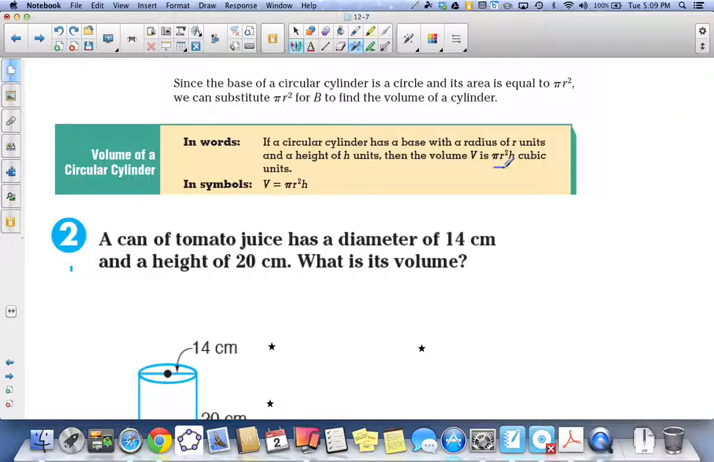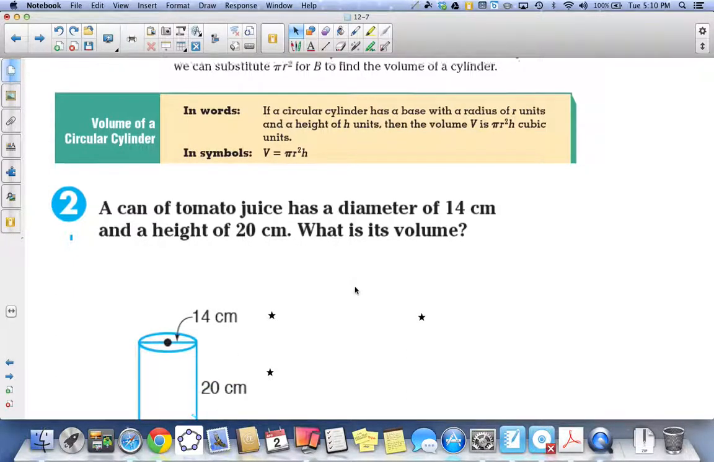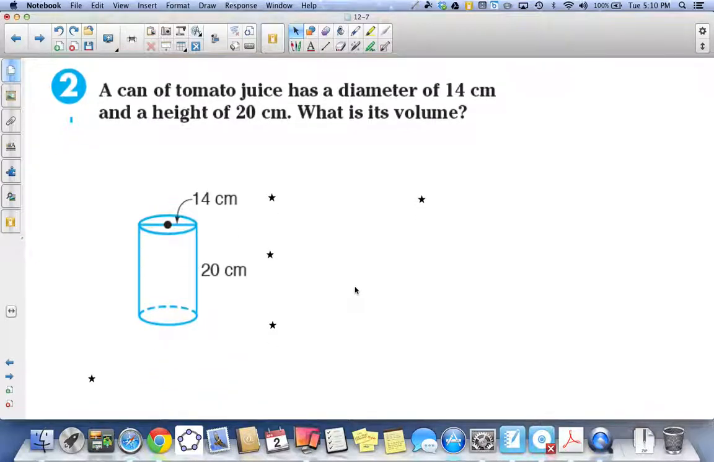Let's look at the second example and see how this works. In the second example, you have a can of tomato juice that has a diameter of 14 centimeters and a height of 20 centimeters. What is the volume? Let's again go back to the formula for volume of a cylinder, which is pi r squared h.